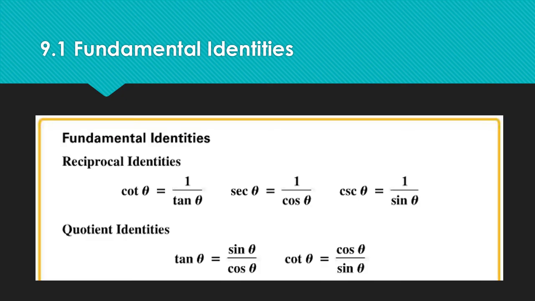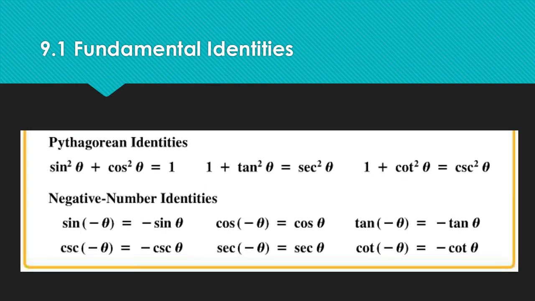Okay, first of all, these should be very familiar. We have our reciprocal identities. You should already know these. The cotangent and the tangent are reciprocals of each other, the secant and cosine, the cosecant and sine. You should also know by now that the tangent is the sine over the cosine, and the cotangent is the cosine over the sine. Those should already be a part of your memory. If they're not, you have a little catch-up work to do. You need to get these down.